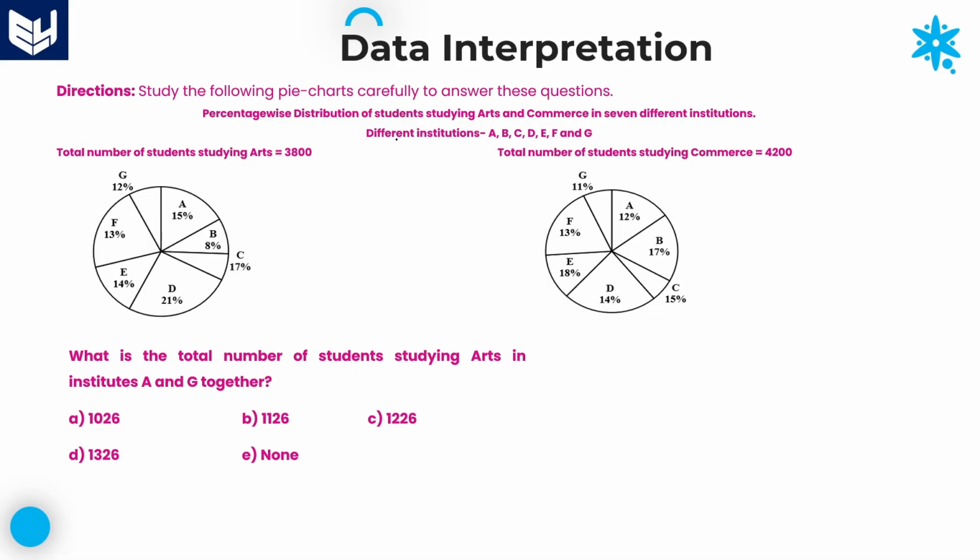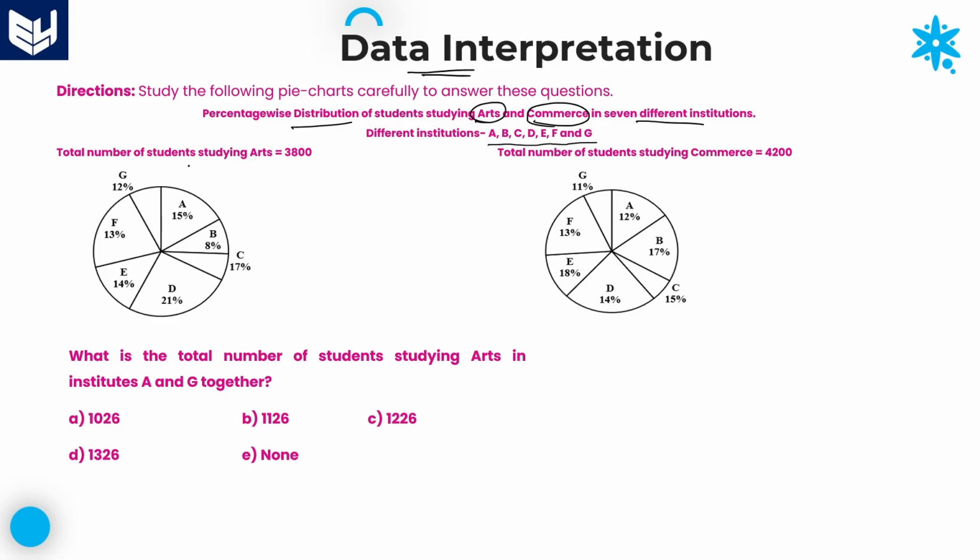Hi everyone. Welcome to the session. In this session, I am continuing pie chart data interpretation. First of all, you need to read the information which is provided in this pie chart. After that, you need to solve the questions based on this. Here the information is about percentage distribution of students studying in arts and commerce in 7 different institutes. Here the different institutes are A, B, C, D, E, F, G. These are the 7 different institutes and also the information which is given in these two pie charts.